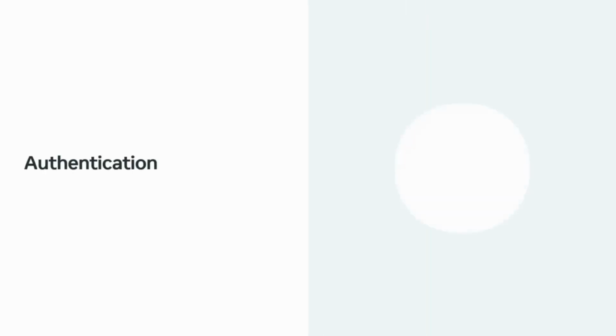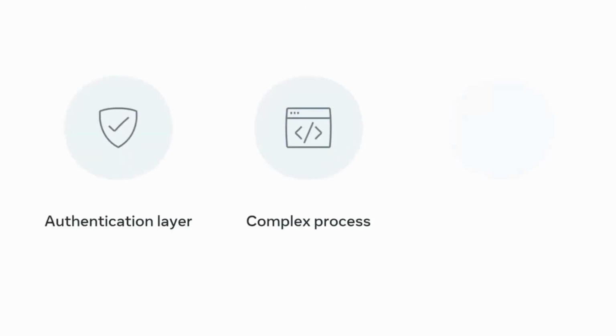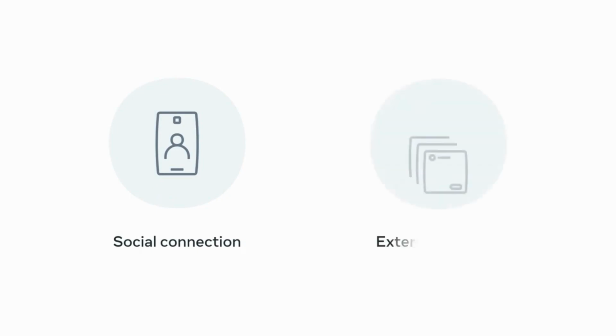DRF also comes with great support for modern API authentication systems. Building an authentication layer is a complex process and usually takes time. But with DRF and some supporting packages, you can effortlessly develop an authentication system for your Django app. You can also enable social connection, where your users can authenticate and authorize themselves using an external provider like Facebook and then consume the APIs.